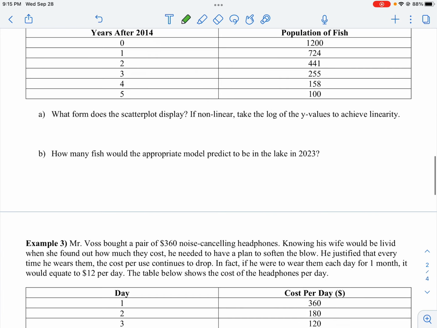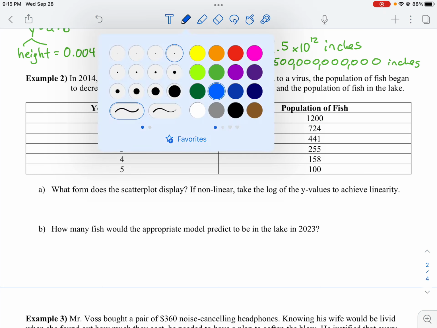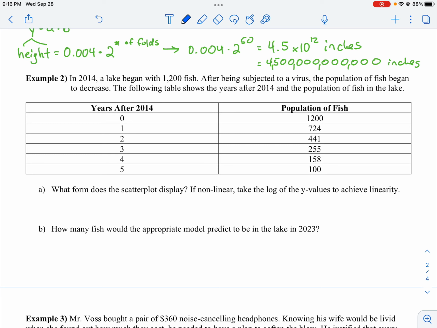Okay. So let's go ahead and try one example a little bit faster now on your own with exponential growth. In 2014, a lake began with 1,200 fish. After being subjected to a virus, the population of fish began to decrease. The following table shows the years after 2014 and the population of fish in the lake. So in 2014, there were 1,200 fish. And then each year subsequently, we can see that the fish population is decreasing. So what form does the scatter plot display?